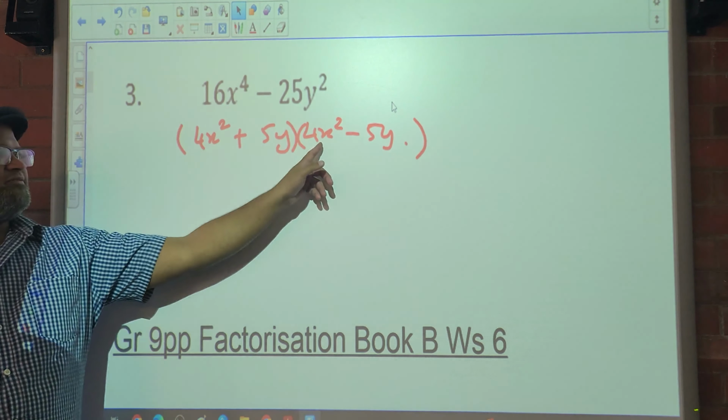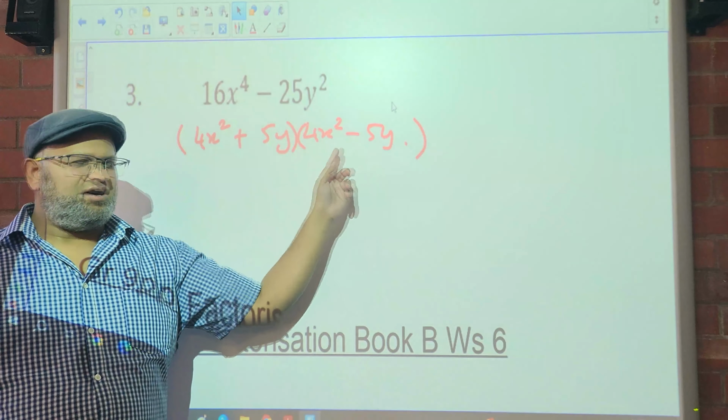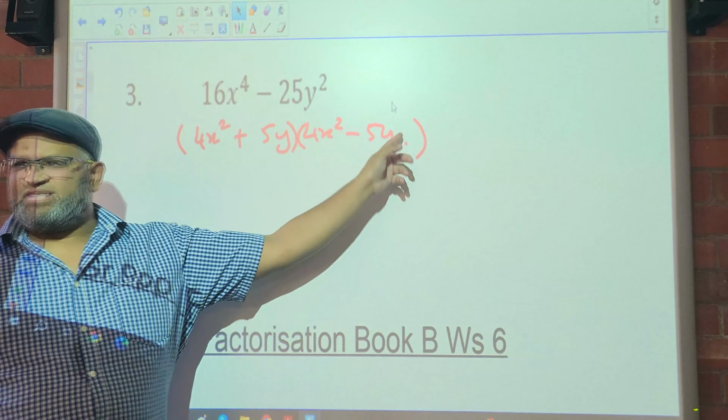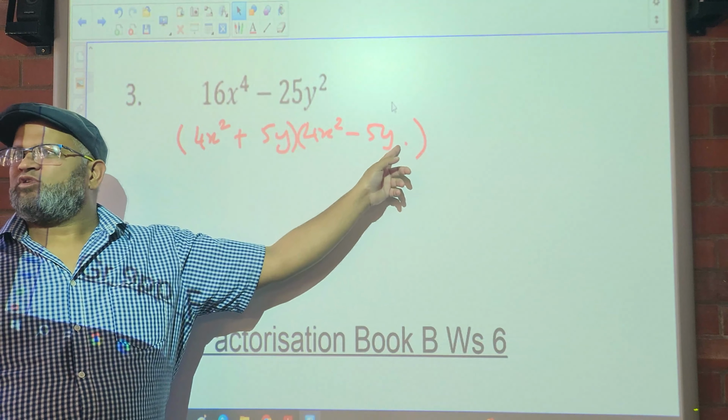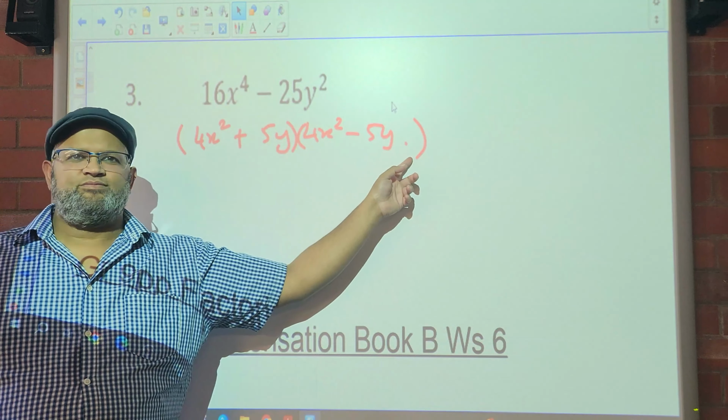Is 4x squared a perfect square? Yes. Is there a minus between them? Yes. Are there two terms? Yes. But is this a perfect square? No. So can I apply difference of two squares? No. You guys understand? Even if that y were squared there, you couldn't have taken it because of the 5. Okay.